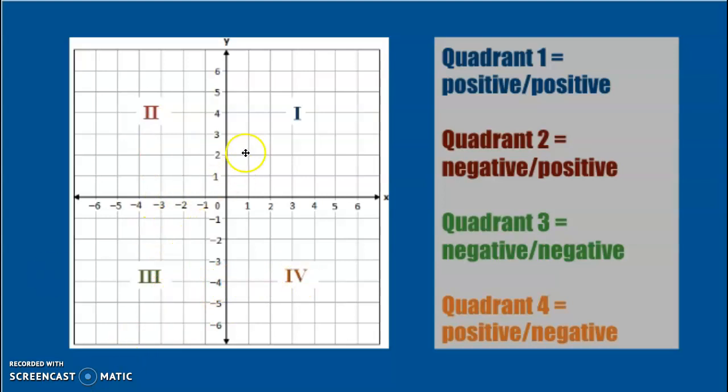Quadrant 1 only holds points that have positive numbers. If you see quadrant 1, it is only surrounded by positive numbers. Quadrant 2 has negative, positive numbers. If you see quadrant 2, you'll notice that it is surrounded by negative, positive numbers. Quadrant 3 represents negative numbers. Quadrant 3 is surrounded by all negative numbers. And quadrant 4 represents positive, negative numbers, because it is surrounded by only positive and negative numbers.